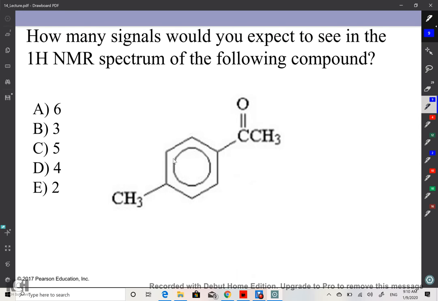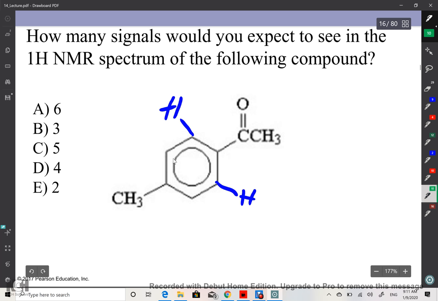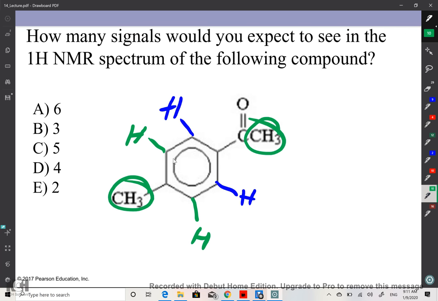How many signals will you expect to see in the proton NMR spectrum of the following compound? How many signals here? How many signals do you expect to see in the proton NMR of this guy? So this guy will produce its own signal. This one will also produce its own signal. Now the blue protons will also produce their own signal, and the green protons will also produce their own signal. Does that make sense? So you have a total of four signals here.